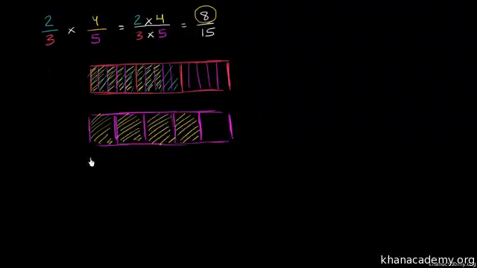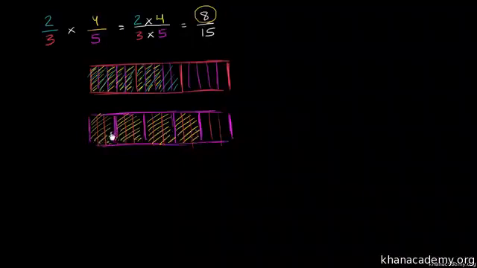Well, how can we do that? Well, let's split each of these 5 into 3 pieces. So now we have essentially 15ths again. So 1, 2, 3, 4, 5, 6, 7, 8, 9, 10, 11, 12, 13, 14, 15. And we want to take 2/3 of this yellow area. We're not taking 2/3 of the whole section. We're taking 2/3 of the 4/5. So how many 15ths do we have here? We have 1, 2, 3, 4, 5, 6, 7, 8, 9, 10, 11, 12.